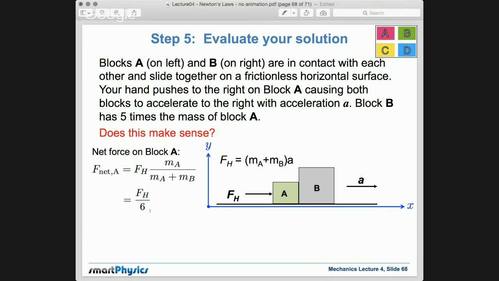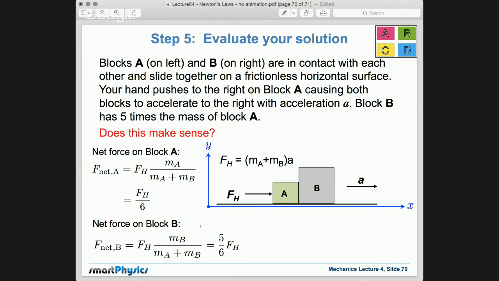If we did the same procedure for block B, Newton's second law says that the net force on block B must be equal to its mass, MB, times the acceleration A. That allows us to quickly find the net force on block B. It's equal to FH divided by MA plus MB, which is just the acceleration, multiplied by the mass of block B. If we again substitute MB equals 5MA, then we find that the net force on block B is 5/6 times the force that you're pushing with. And so this now starts to make sense. If you add up the net force on block A and the net force on block B, you get the force from the hand, FH, 1/6 plus 5/6.